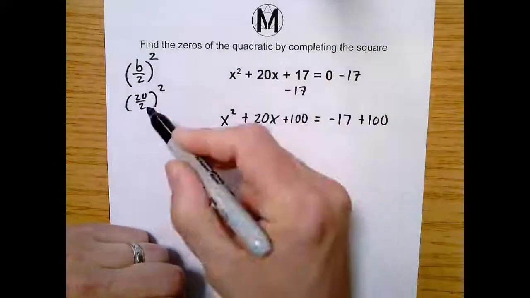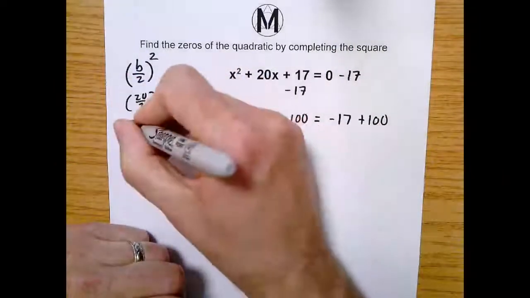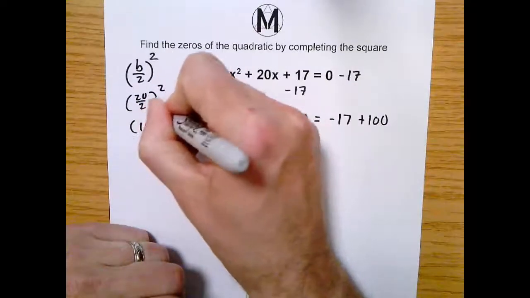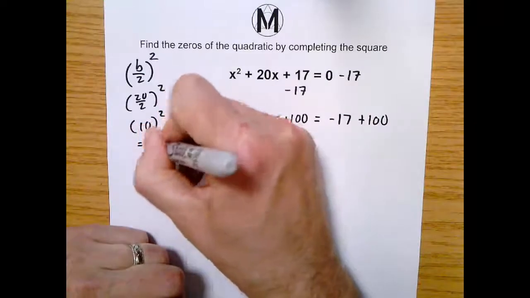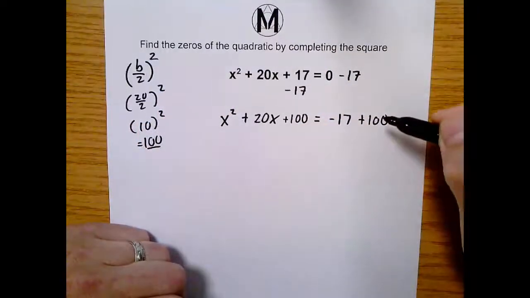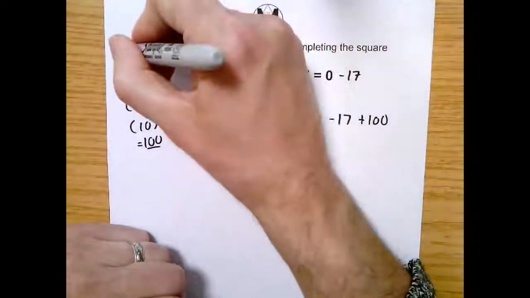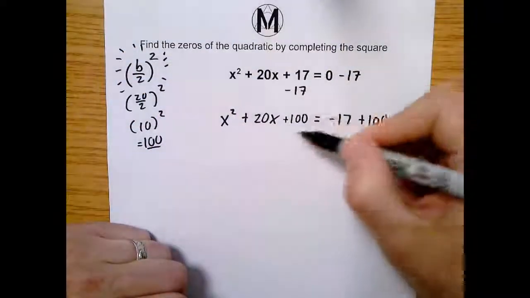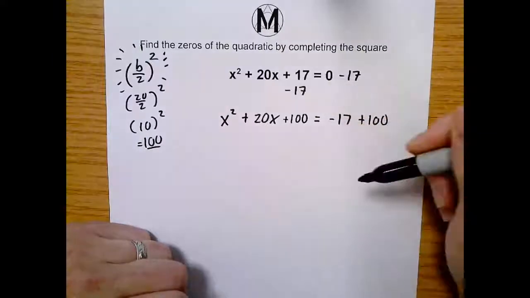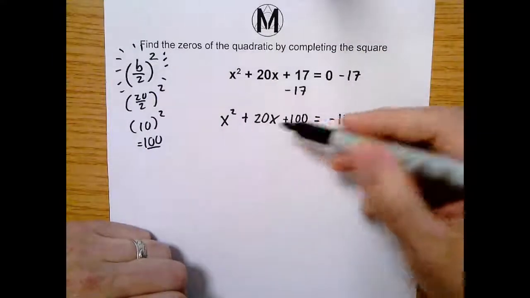And just to clarify this in case I went too fast, 20 divided by 2 is 10, and that's squared, and 10 squared is 100. That's where I got it from. Okay, so this right here, you do have to know this if you ever want to complete the square. That's the key to putting in this piece that builds a perfect square quadratic. Okay, well, we'll go from here in a second.